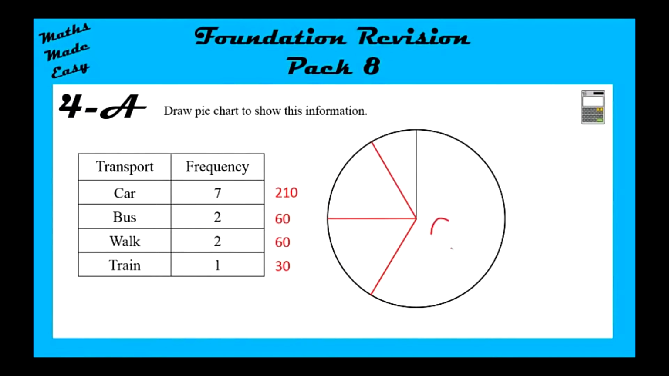The final thing to do to get the marks is label it. So the first section was car, the next one was bus, then we had walk, and finally the last section, train.